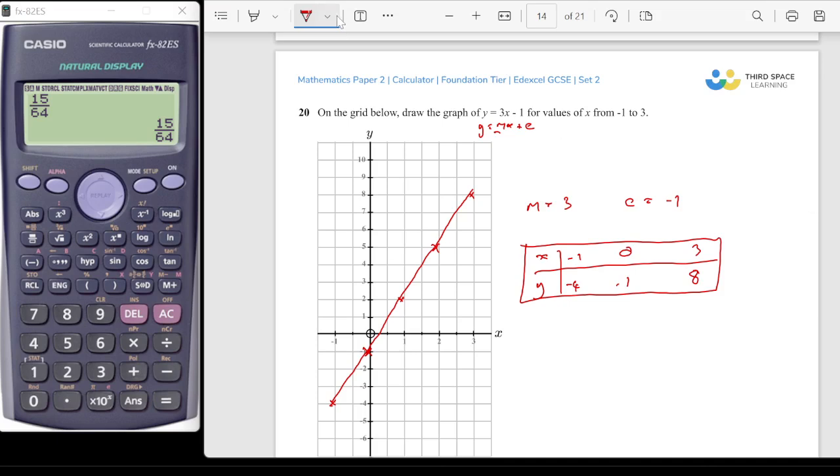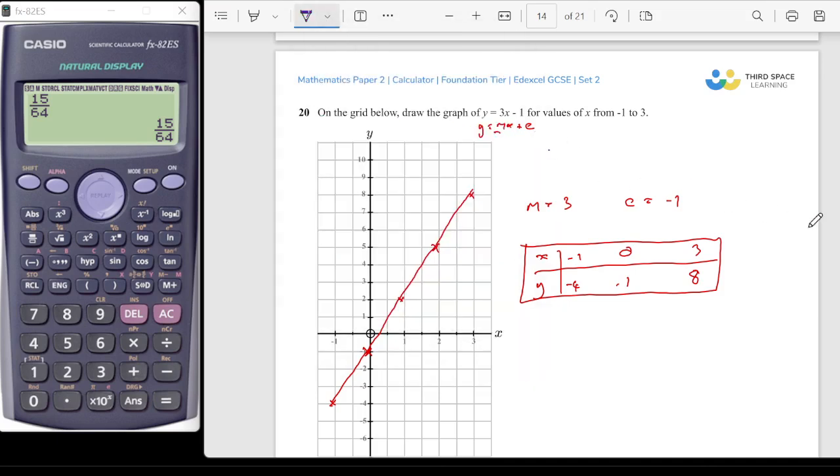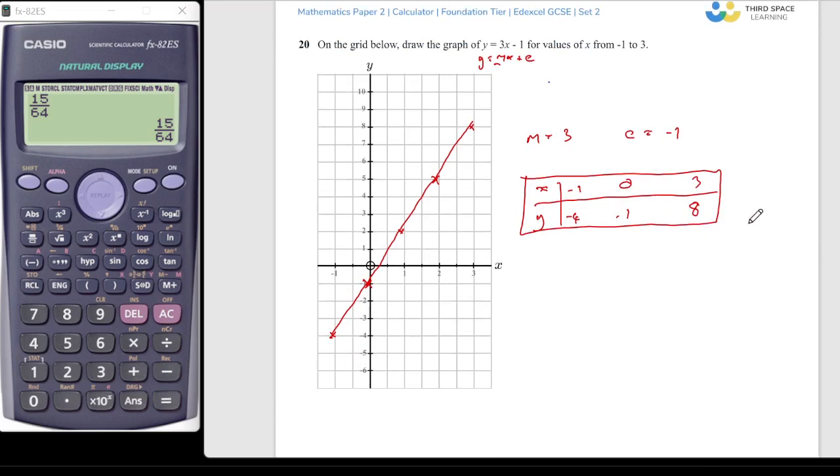Right, marks for that then. So M1, table of values or pairs of values with at least 3 correct. M1, at least 3 points plotted correctly or points drawn correctly. So in effect, it was M1, M1, A1.